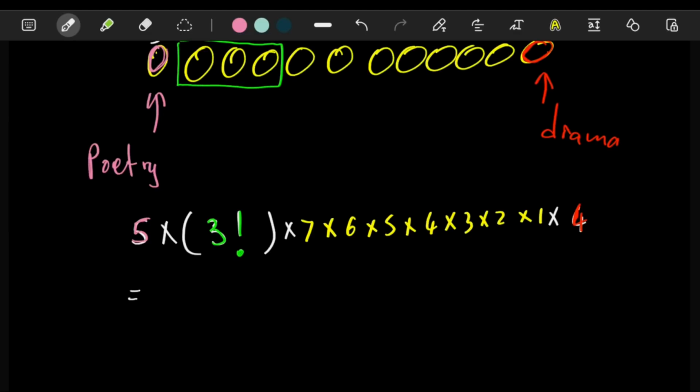Give me a calculator. So it's going to be 5 times 3 factorial, and then times 7 factorial in the middle over there, and then times 4. 5 times 3 factorial times 7 factorial times 4, that's 604,800.